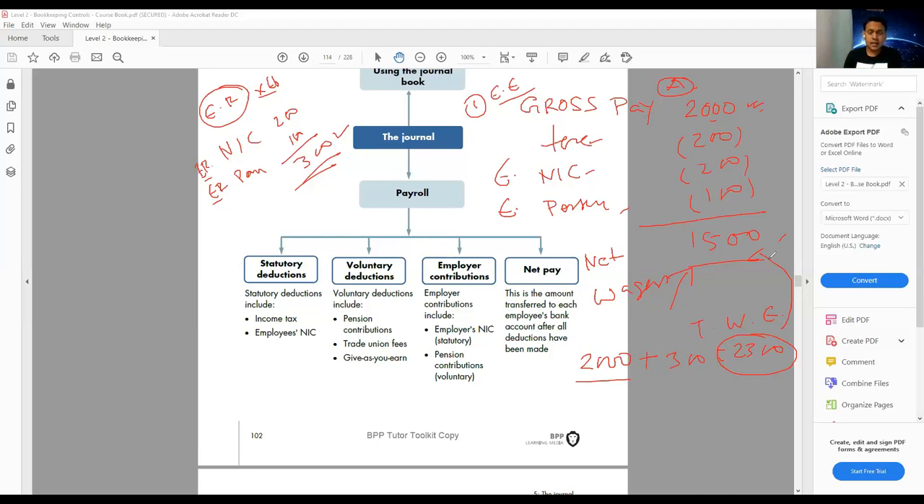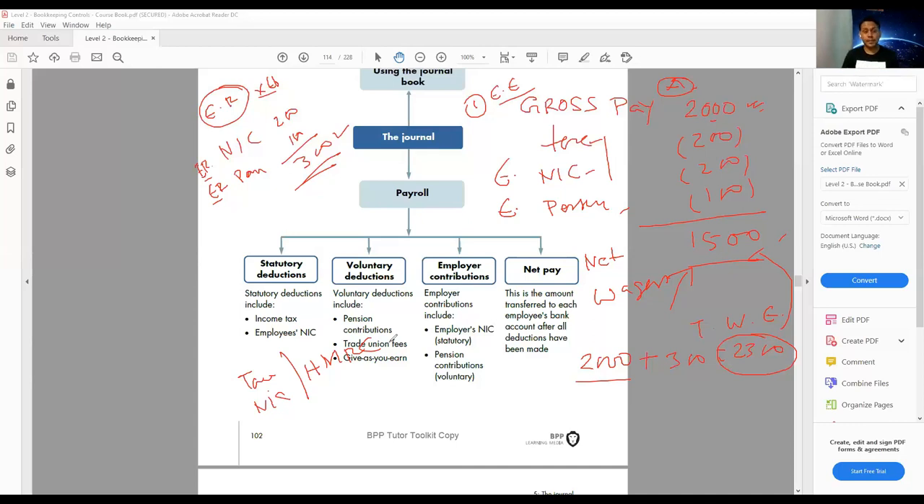The next thing is, we have two places where we pay the deductions. One is HMRC and one is the pension authority. The tax and the national insurance go to HMRC. So tax, employee national insurance and employer national insurance, both national insurances, go to HMRC, but the pension goes to the pension authority. Remember, pension never goes to HMRC.